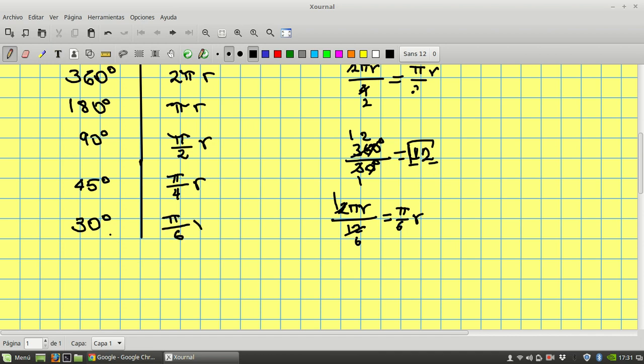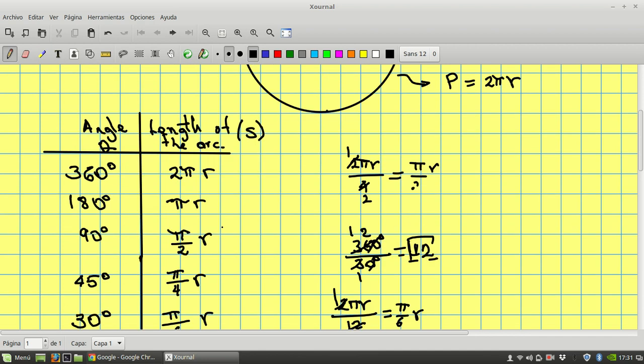So now, as you can notice, the length of the arc for each of these angles is related to a multiple of pi times the radius. So we have a number multiplied by pi times the radius.